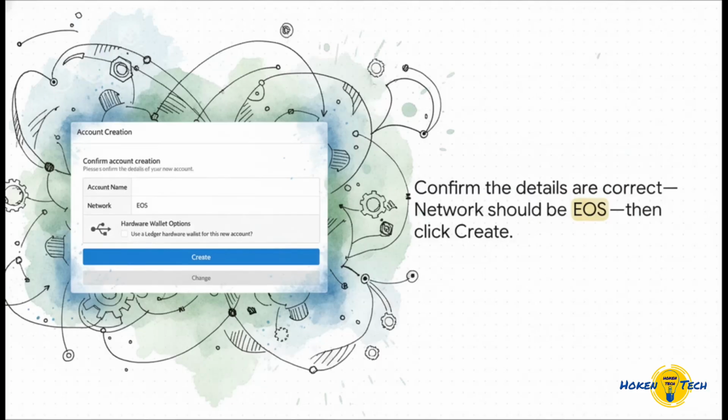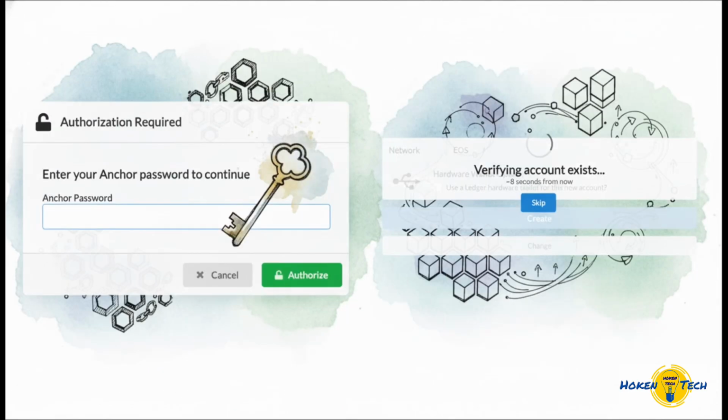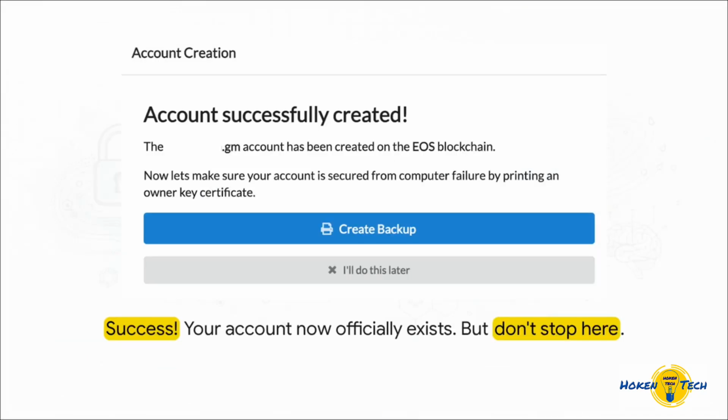All right, before you hit the big button, you get this final confirmation screen. Just take a quick second to look it over. The main thing you want to check is that the network says EOS. If that all looks right, you're good to go. Click that big blue Create button. Now, Anchor is going to ask for the password that you set up when you first installed it. This is just you giving it permission to create the account on the blockchain. So type that in, click Authorize, and you'll see a little loading animation. It's doing its thing in the background. This should only take a few seconds. And boom, success. Just like that, your account is live. It officially exists on the EOS blockchain.